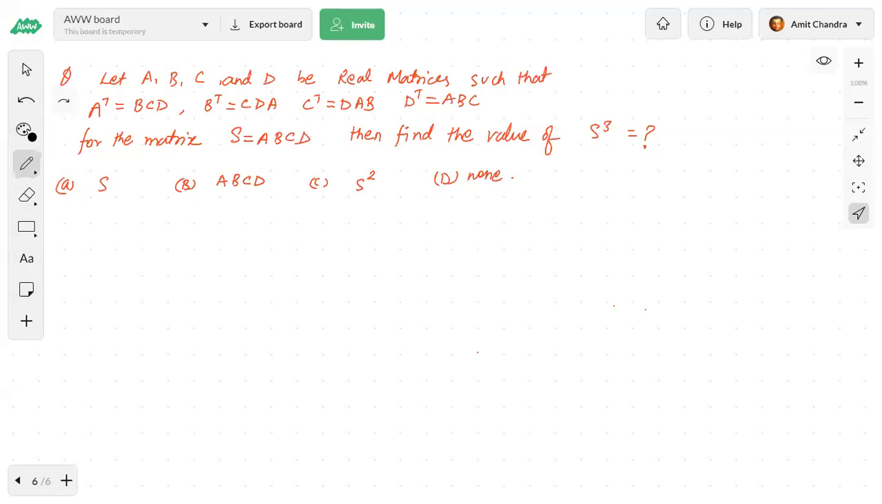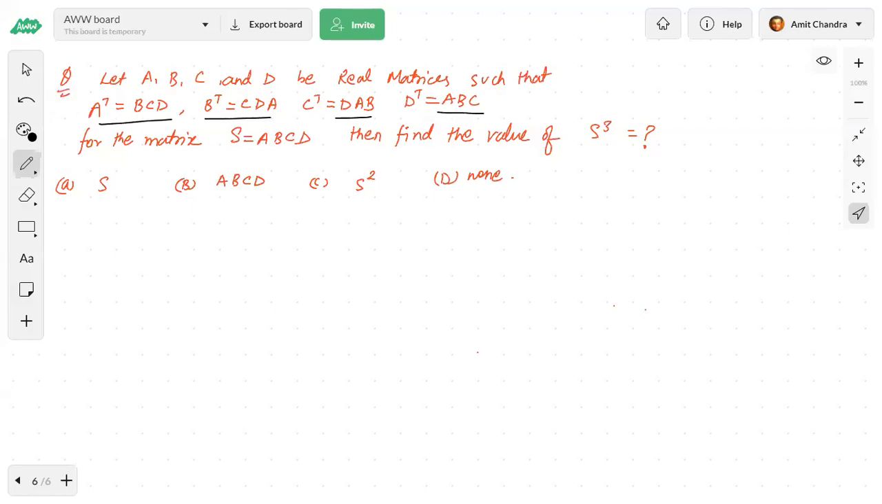Just look at the options: B, C, D; C, D, A; D, A, B. They have given A, B, C, D, and this is following a pattern. C always comes after B, and D is always coming after C. Like this in these options, in these transposes also, right?